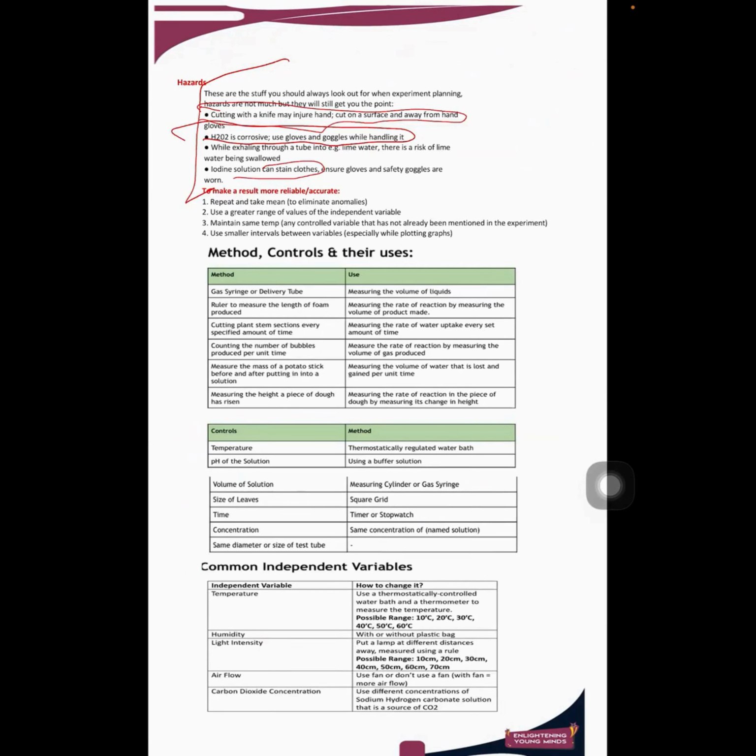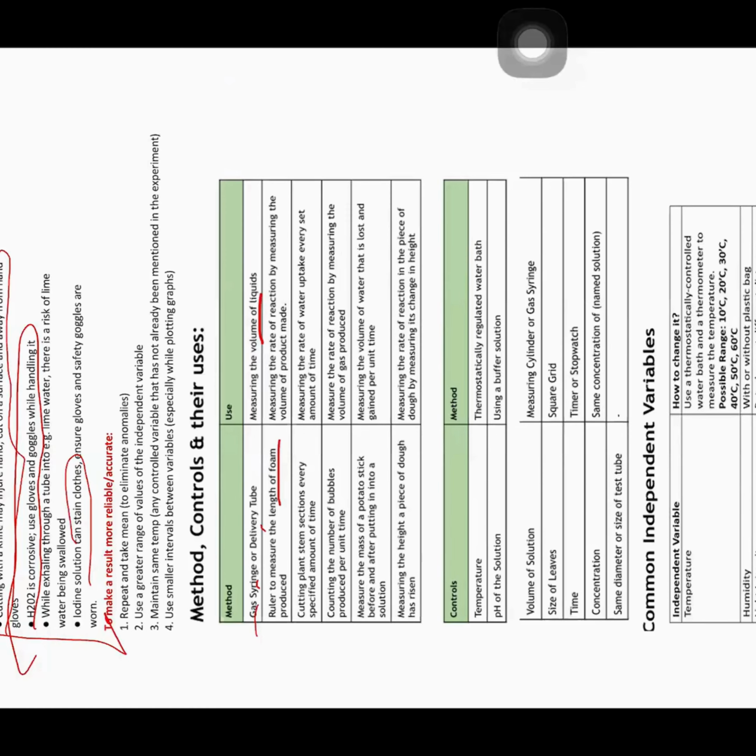If I'm going for a gas syringe, why? To measure the volume of gas, or a delivery tube to measure the volume of gases or liquids needed. A ruler to measure the foam produced. Of course, if you have been through some past papers, there is foam produced.